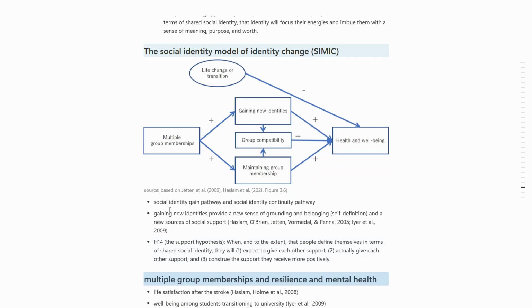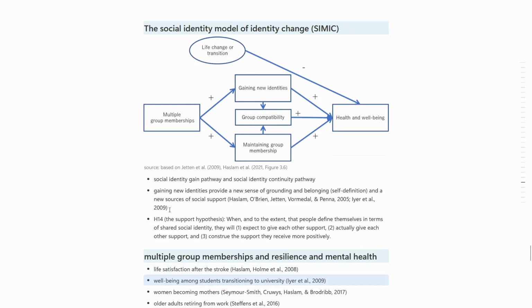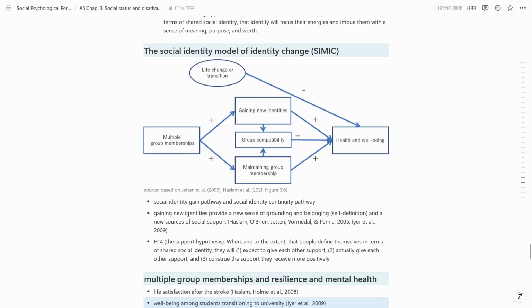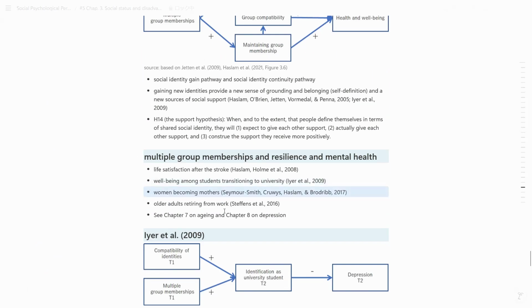And there are several studies showing how belonging to multiple groups can give you resilience and better mental health. Some of the examples are life satisfaction after a stroke. When people have a stroke, if they belonged to multiple groups before the stroke and can maintain multiple group membership after it, they are more likely to have better life satisfaction. Another is well-being among students transitioning to university; I will talk in more detail later. There is also a study showing that women becoming mothers tend to have better mental health if they belong to multiple groups, and also older adults retiring from work.